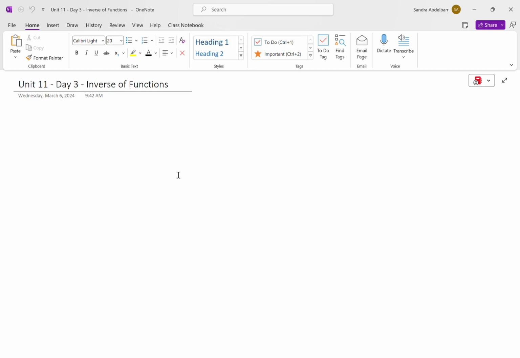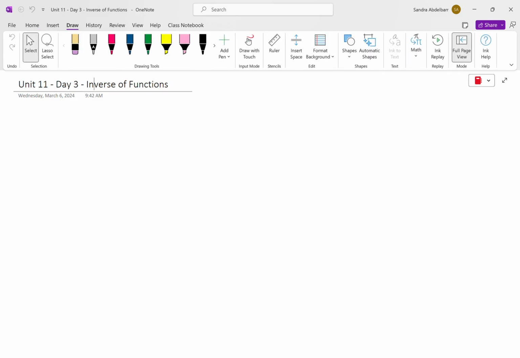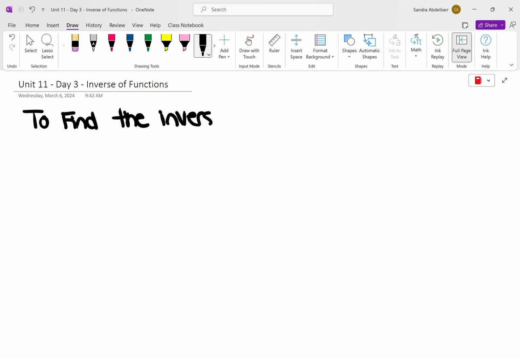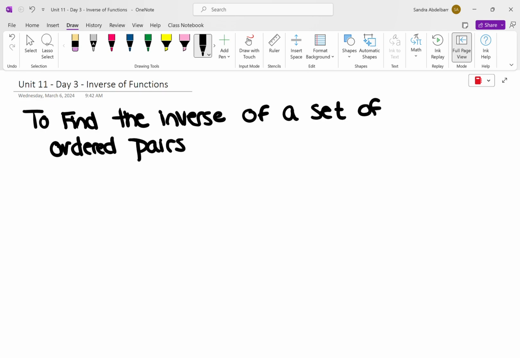All right, so let's write this out. To find the inverse of a set of ordered pairs, switch x and y.